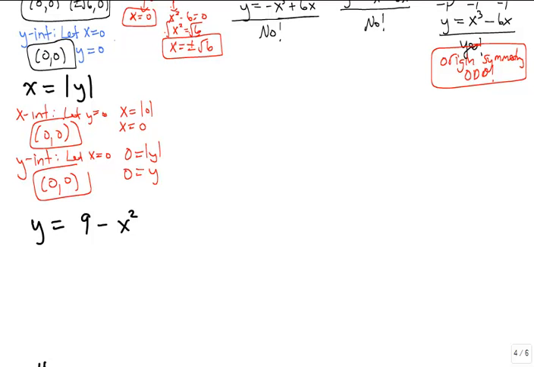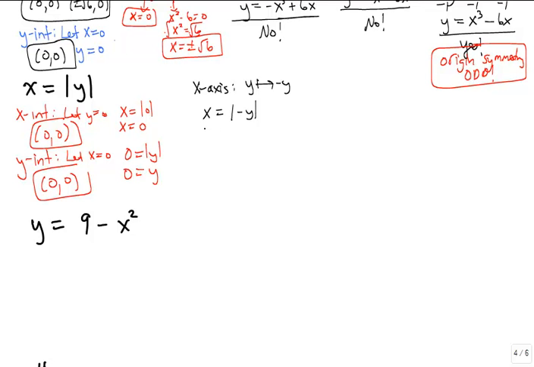Alright, now let's do our symmetries. Symmetry tests. So if I want to test x-axis symmetry, I'm going to replace y with minus y. So leave x alone on the left side and change this y with a minus y.